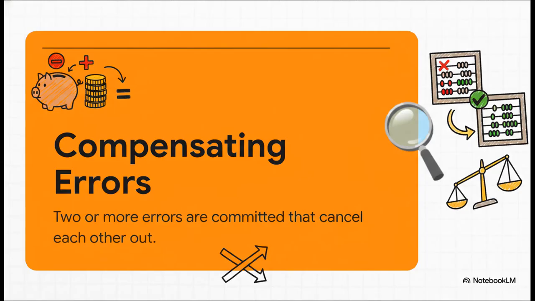Then we've got compensating errors. Oh, these are the true masters of the cover-up. This is when two or more totally separate mistakes are made, and just by sheer coincidence, they manage to cancel each other out perfectly.